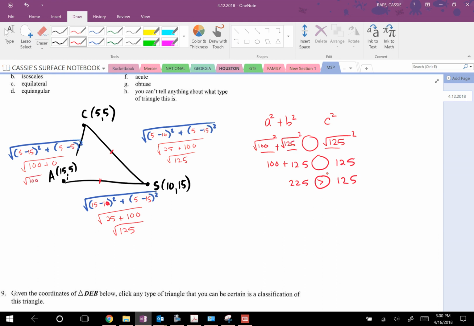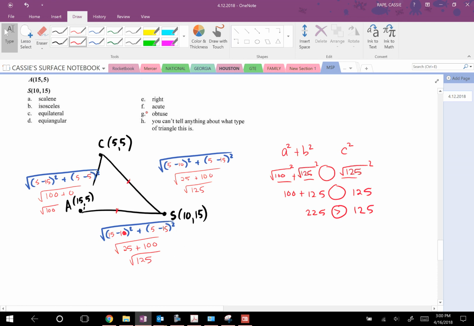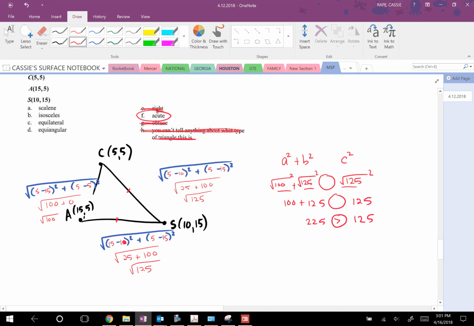My c is still smaller than the other 2 combined, which means there's not one big obtuse angle. Okay, they weren't equal. A squared plus b squared didn't equal c squared, so we didn't have a right triangle. H is sort of a throwaway for all of these. Okay, so it's definitely an acute triangle. And then we looked, we had 2 sides that were the same, and it was 2 and only 2. So it was not scalene, equilateral, or equiangular. So your answer is B and F. That is isosceles and acute.